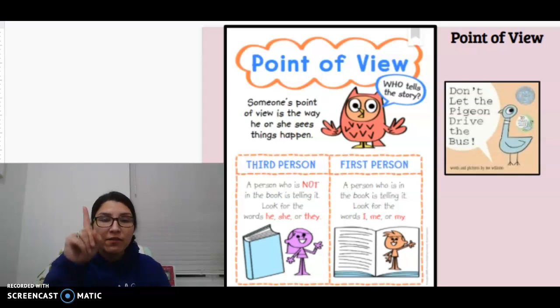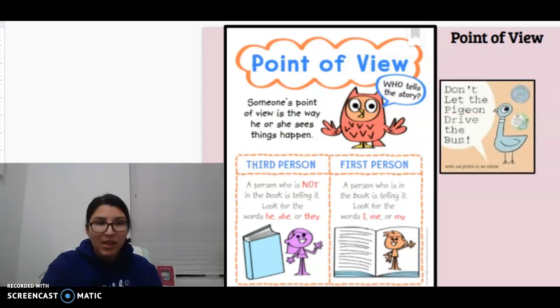So then we have first person point of view. This is right here. Notice this image. This little boy is in the book. Okay? First person point of view. A person who is in the book is telling it. Look for the words I, me, or my.